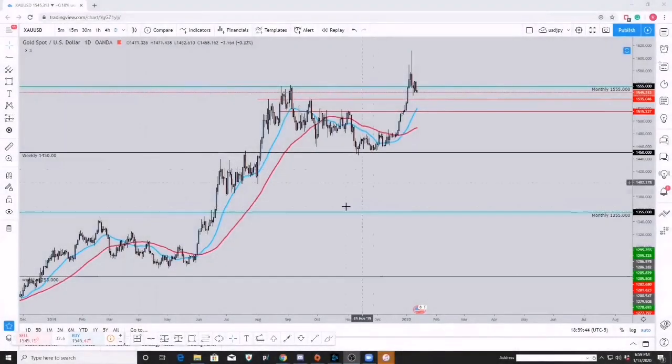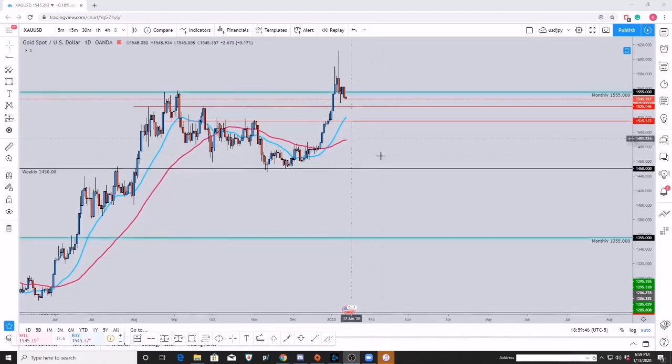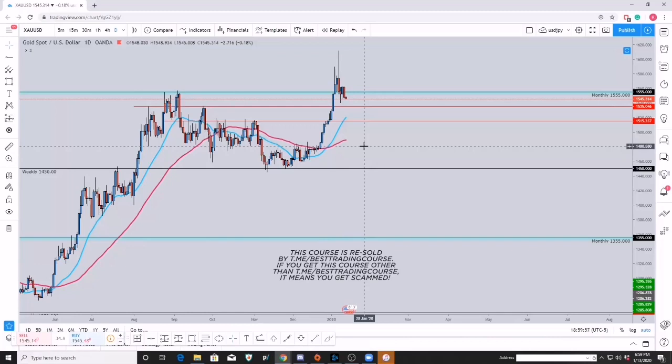Now in this video, I'm going to be going over pretty much the moving averages that I use. I only use two moving averages, the 20 and the 50. The 20 moving average is this blue one here, and the 50 period moving average is the red one.